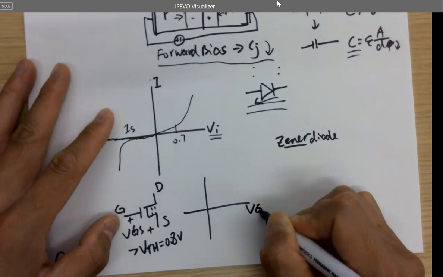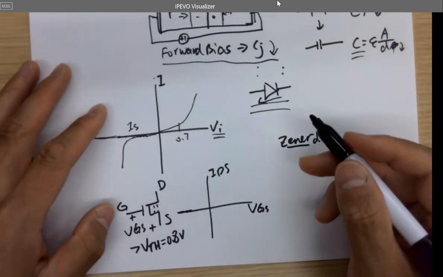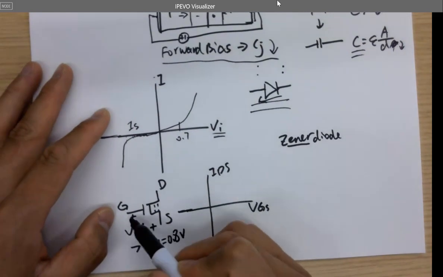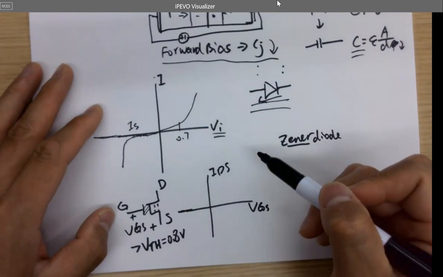What is VGS over IDS? So we always look at the IDS. Is there a current flow in G and S? I mean DC current flow from G to S. No, it's dielectric material in the middle. No, it's not a conductor.